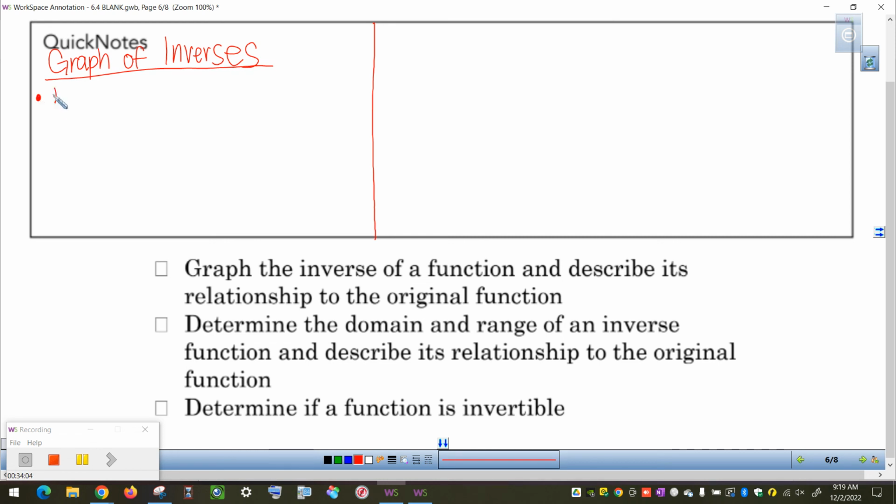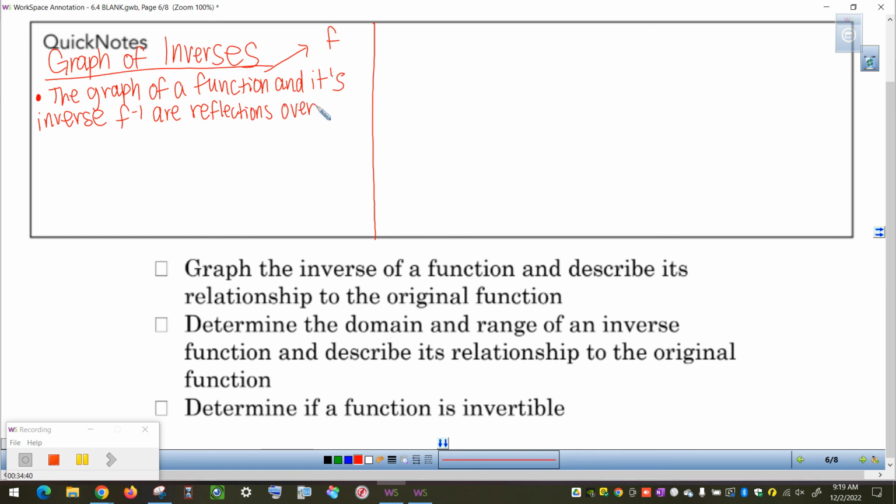All right, so some things that we saw today. We saw that the graph of a function and its inverse, and I'm going to put in a little notation there for inverse, the little f to the negative 1. The original function, we would just call that regular f. We can say here that these are reflections over y equals x.